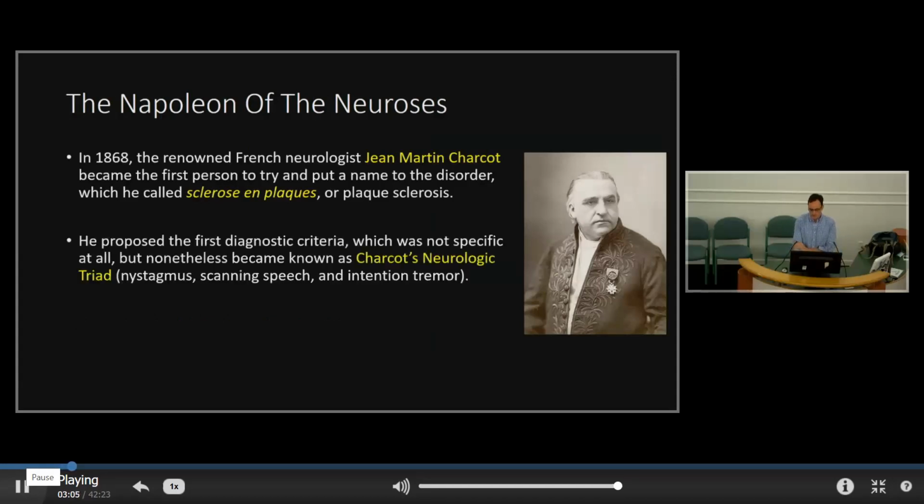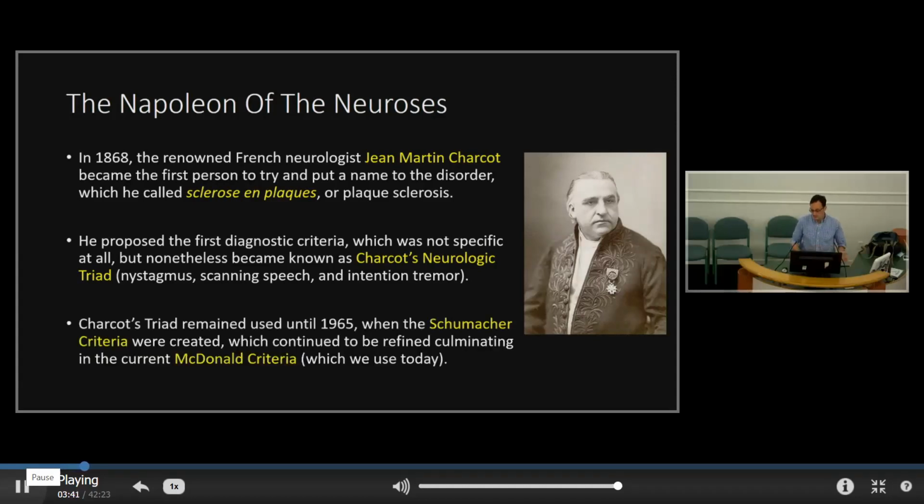He also proposed the first diagnostic criteria, which was actually not really specific for MS. But this became known as Charcot's neurologic triad. This is different from the more commonly used cholangitis triad that you probably know about. Okay, so it's a different triad. And the triad was nystagmus, scanning speech, and intention tremor. So basically, you could look at that and go, well, a lot of that's cerebellar, isn't it? So he was really looking at a certain subtype of MS, but there's a lot of MS that doesn't present like this. So it was not specific.